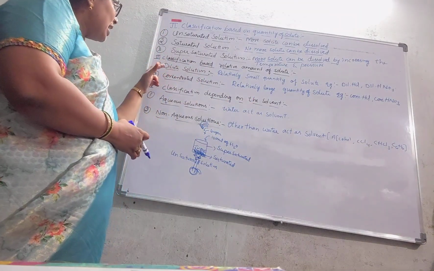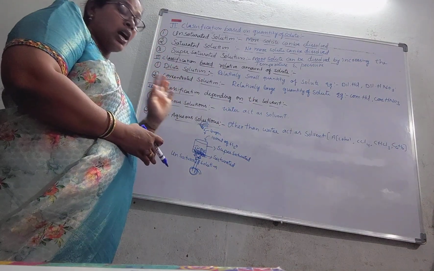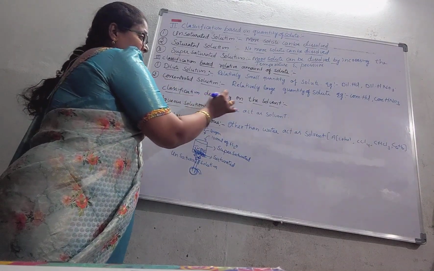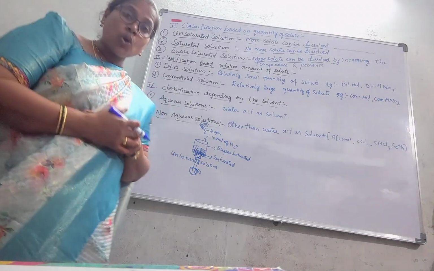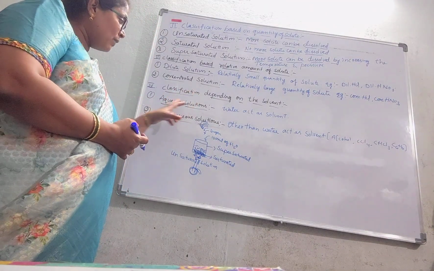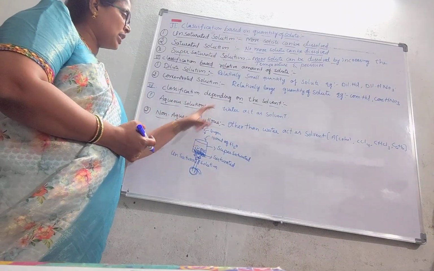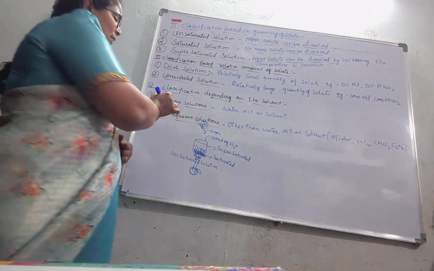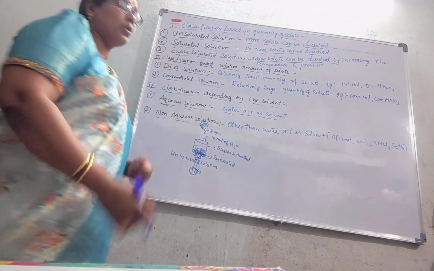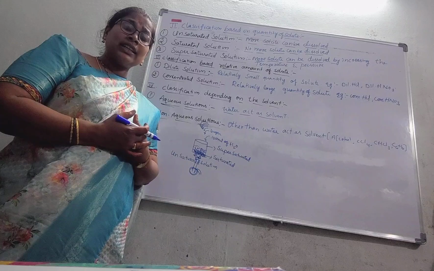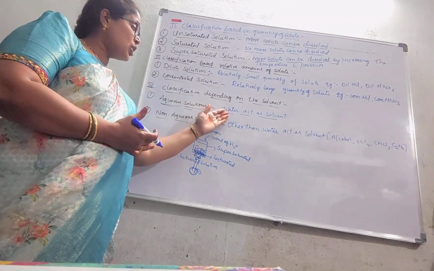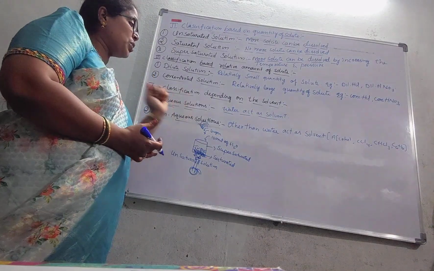So this is the third classification of solutions, and the last one, the fourth, is classification depending on the solvent. Based on the solvent also they classify solutions: aqueous solutions and non-aqueous solutions. In aqueous solutions, only water acts as a solvent. Such solutions are called aqueous solutions.